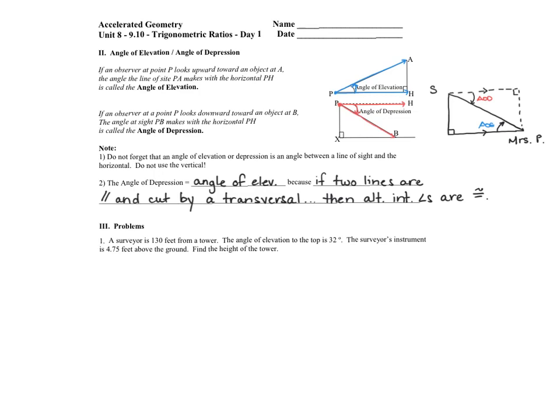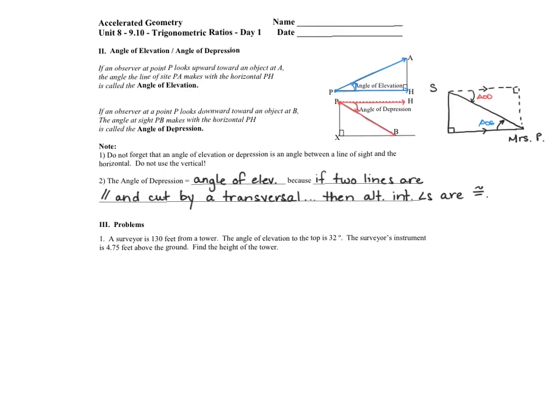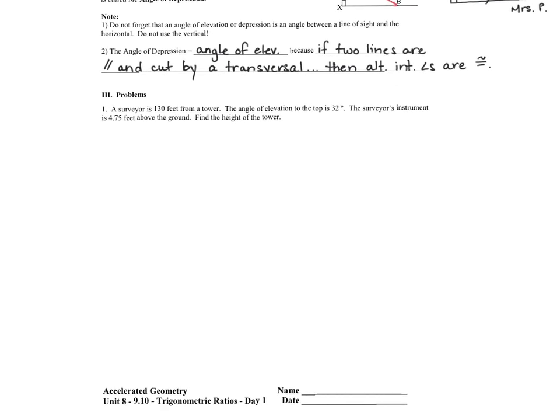So as I read this first problem, we're talking about a surveyor who is 130 feet from a tower. The angle of elevation to the top is 32 degrees. The surveyor's instrument is 4.75 feet above the ground, and it wants us to find the height of the tower. So the first thing I'll do is draw my diagram. Again, I always try and draw my diagram the same way if possible.